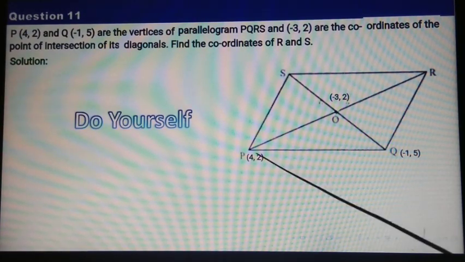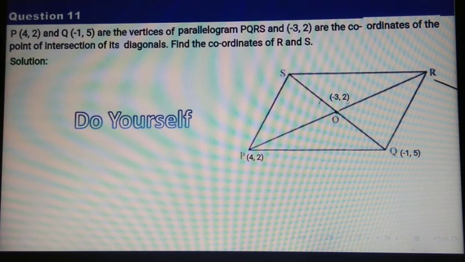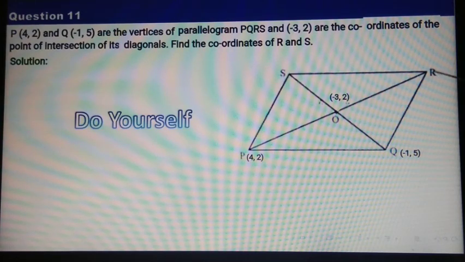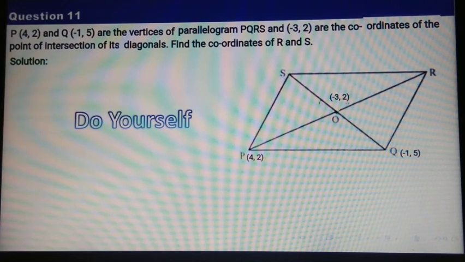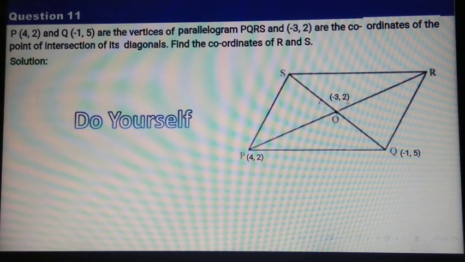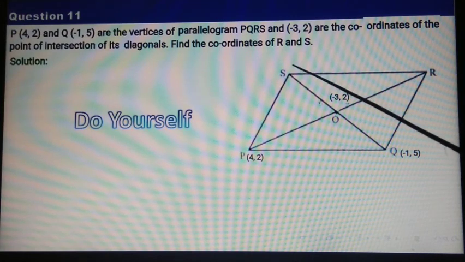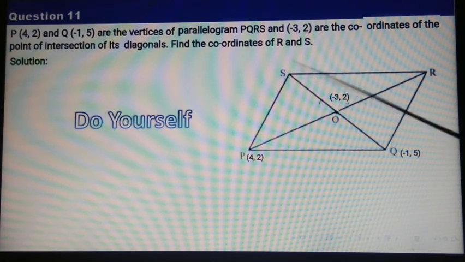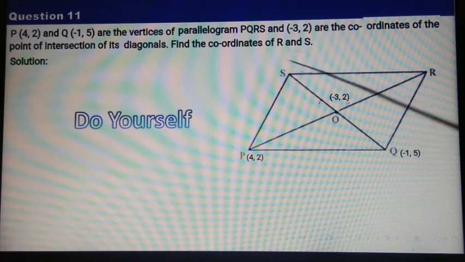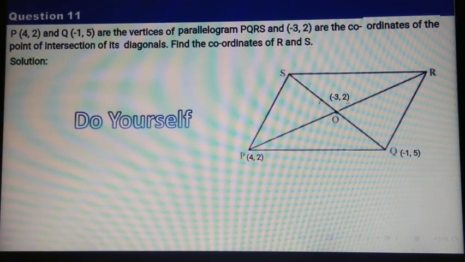Now we know that if PR is the diagonal, then this point of intersection acts like a midpoint, right? So take this to be x comma y, this will be x1 y1, this will be x2 y2. So find the value of x y from here, using the midpoint formula. You have done this kind of problem in question number 2. Similarly, call this a comma b, and O will be the midpoint of SQ, right? So again do the same and find the coordinates of S also. So do this by yourself.